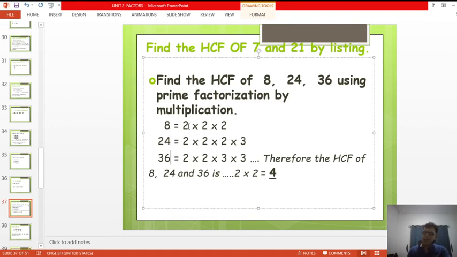See, look at this. 8 is 2 times 2 times 2, right? Then the prime factorization of 24. Again, here we think of prime numbers. So 2 times 2 is 4, times 2 is 8, times 3 is 24. For 36, we have 2 times 2 is 4, times 3 is 12, times 3 is 36.